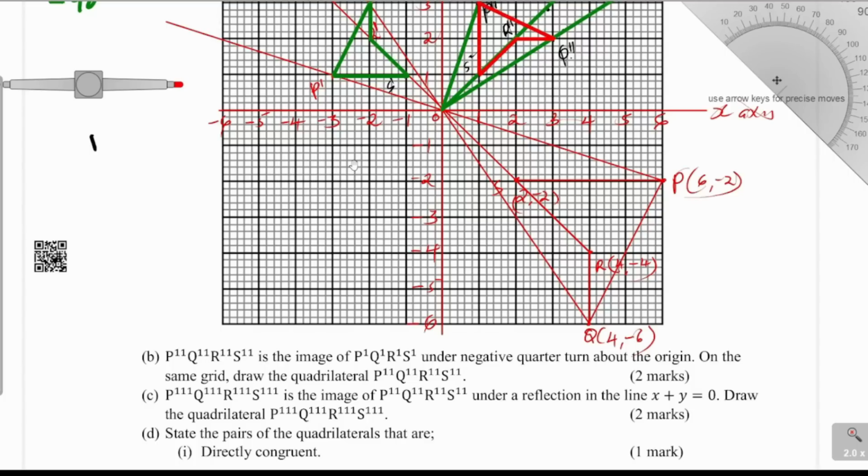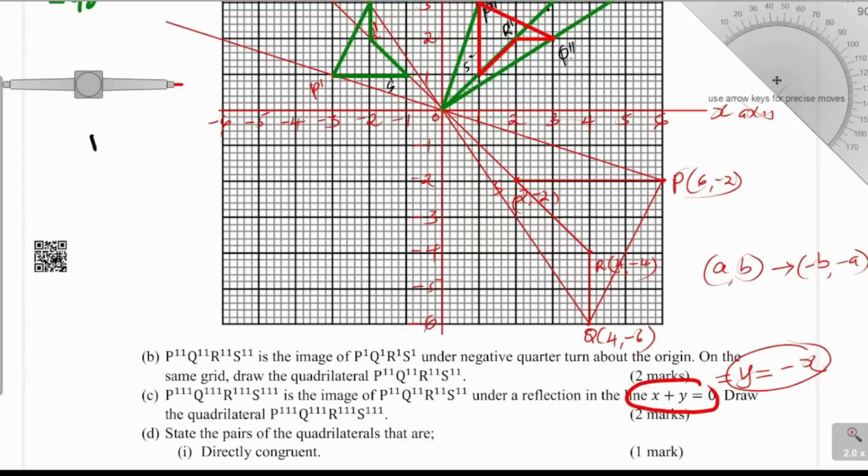So one thing that you're supposed to understand, the easiest way, this kind of reflection x plus y is equals to 0 is the same as y is equals to negative x. And under this reflection, if you have an object point (a, b), it is transformed into (negative b, negative a). Simply, the coordinates interchange and they change the signs.